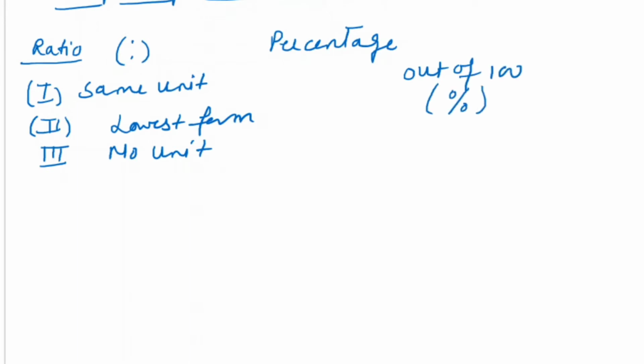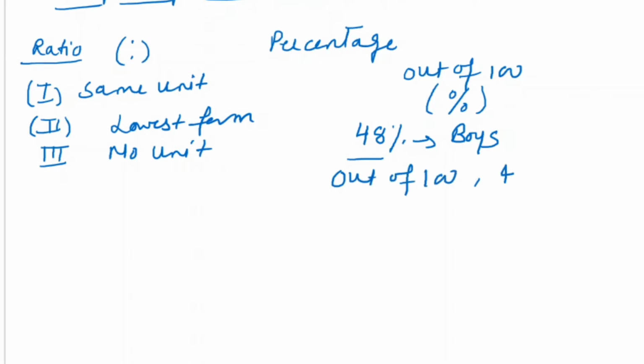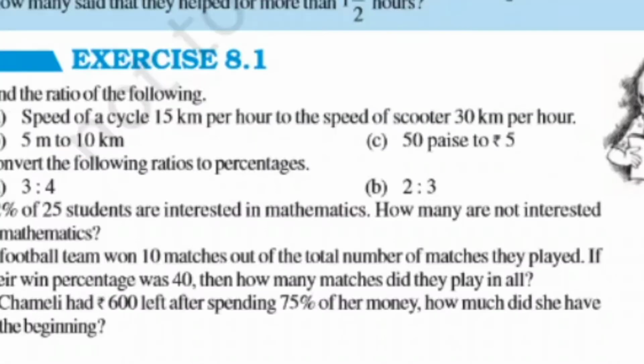So if I say I have 48% students, and this is the percentage of boys in my class, it means out of 100, I have 48 boys. And the number of girls is going to be 100 minus 48, that is 52. Clear? So that is the important thing which is required. Now we'll start with the exercise.